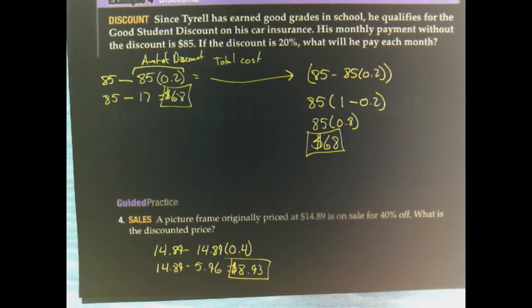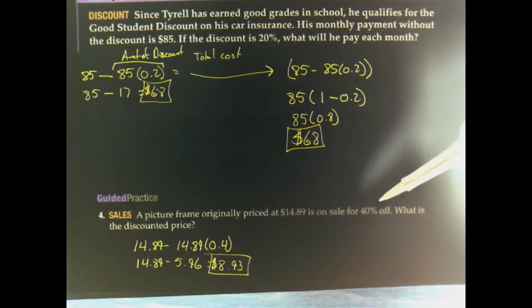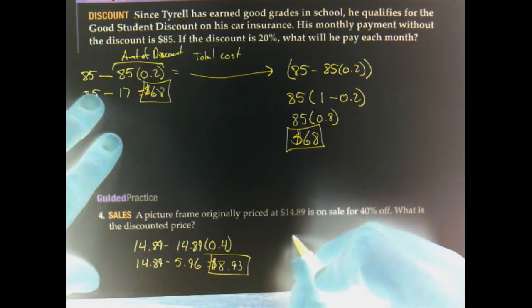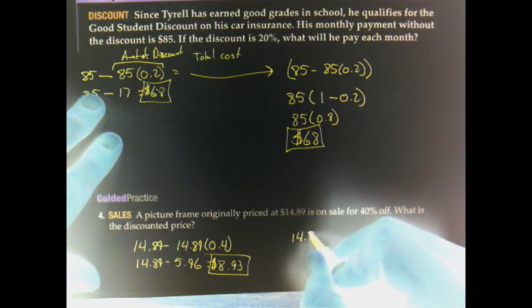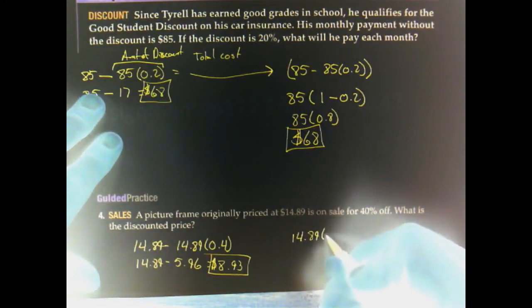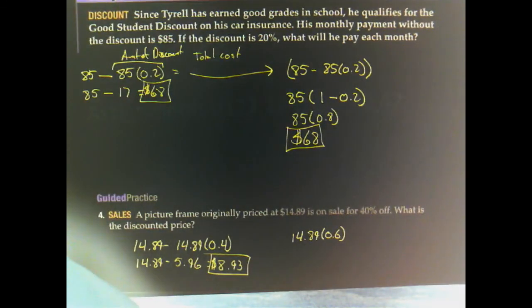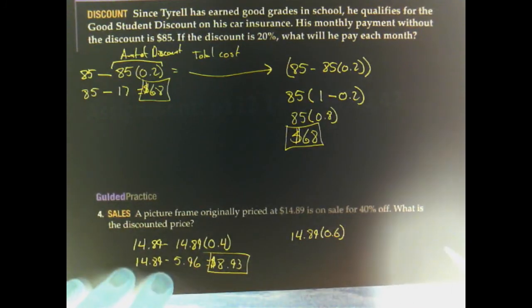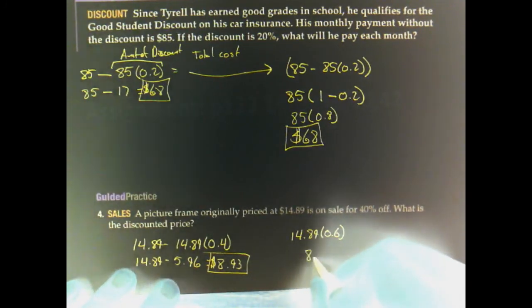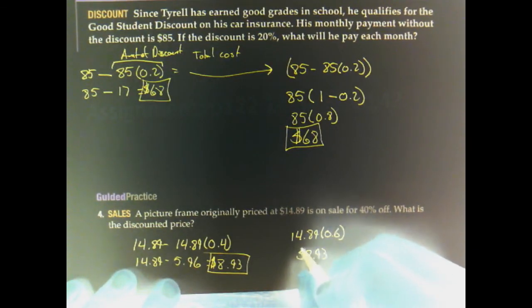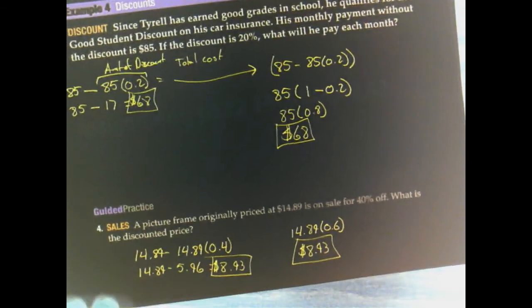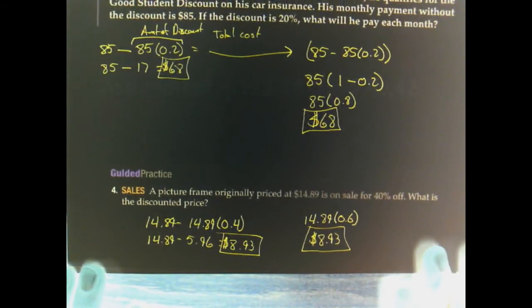Now, once again, there is a shortcut. So if there is 40% off, what percent am I paying? I'm paying 60%. So what is 60% of 14.89? Okay, you take 14.89 times 0.6, and you get $8.93. Once again, two ways of doing it, but you get the same answer.